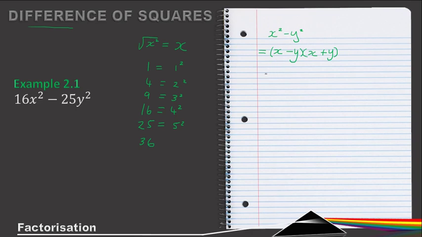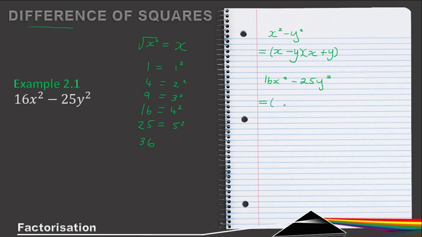Let's look at applying these same principles to example 2.1. We've got 16x squared minus 25y squared. So we need to see if this is a difference of squares. It will have two terms. It does. Does it have a negative? It does. And then are both of these terms perfect squares? We've got 16x squared. So 16 is a perfect square. And whenever the exponent of a variable is an even number like 2, 4, 6, 8, etc., then it also is a perfect square.